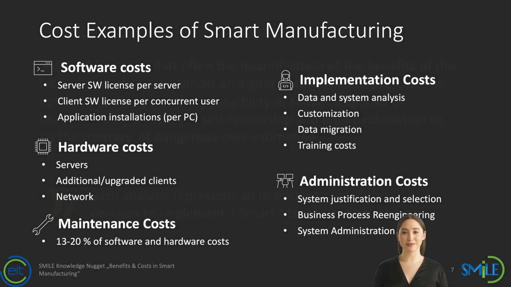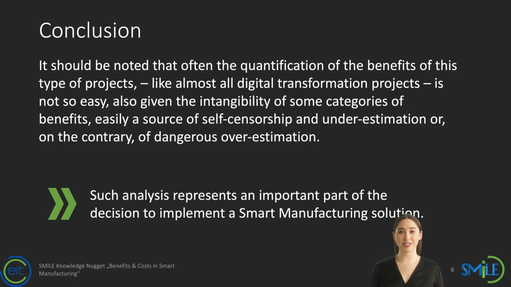Summing up the knowledge acquired in this nugget, the tools of this technological context increase companies' productivity, allowing cost reduction and information sharing along the value chain. Moreover, they are not limited only to the manufacturing sector, but are indeed nowadays present in several areas, such as medicine, advertising, entertainment, architecture, construction, etc. Anyway, such analysis represents an important part of the decision to implement a smart manufacturing solution.